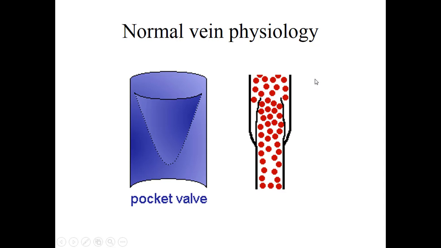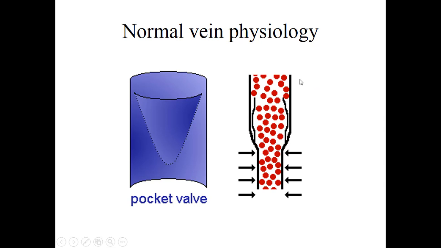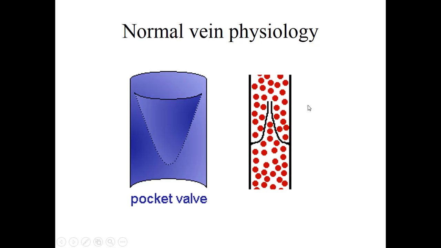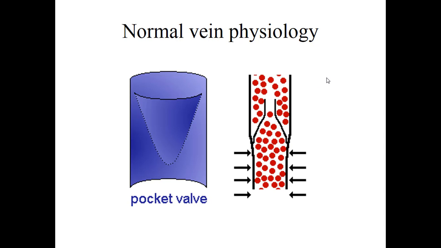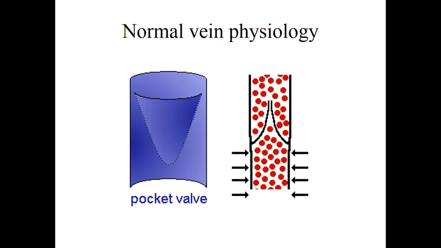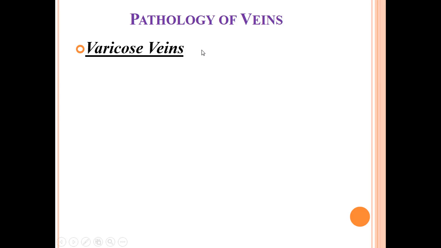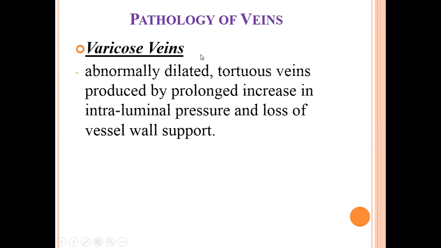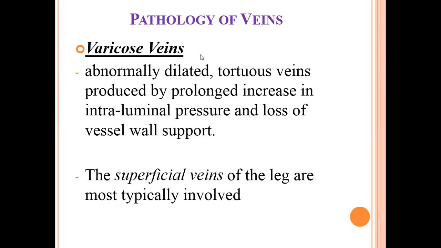Another problem that might also happen is with the intraluminal pressure. If the intraluminal pressure within the vein increases for some reason, this might lead to a pathological process called varicose veins. So varicose veins are abnormally dilated and tortuous veins that are produced by prolonged increase in intraluminal pressure and loss of the vein wall support. The most common location of those varicose veins is the superficial veins of the leg. So these are typically involved.